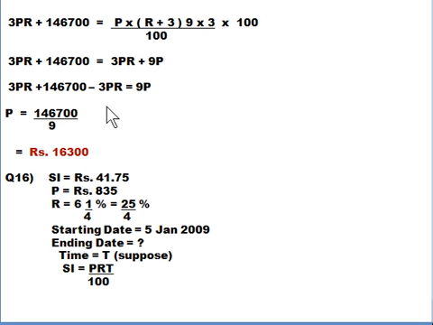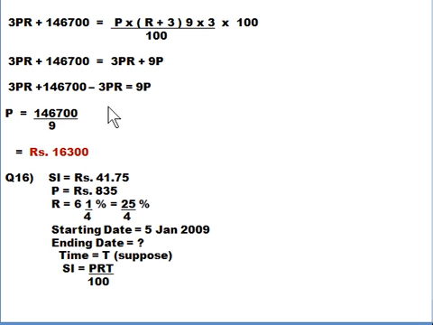Interest is given, the principal is given, and the rate is given. The only thing which is not there is the time. Now they are saying if the date of lending was 5 January 2009, find the date up to which the interest was paid.